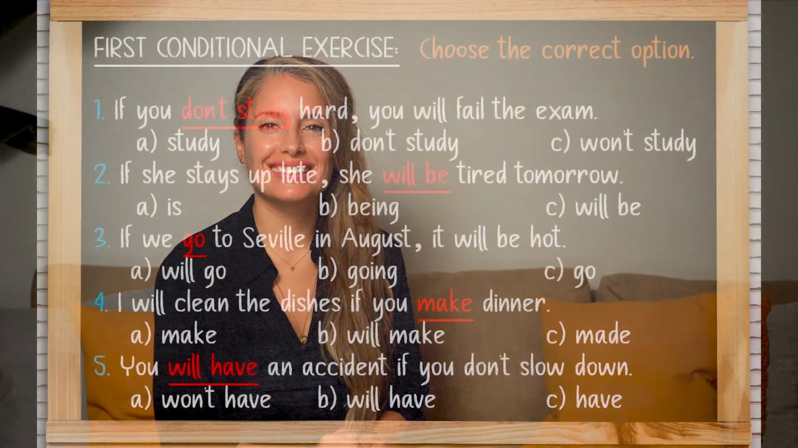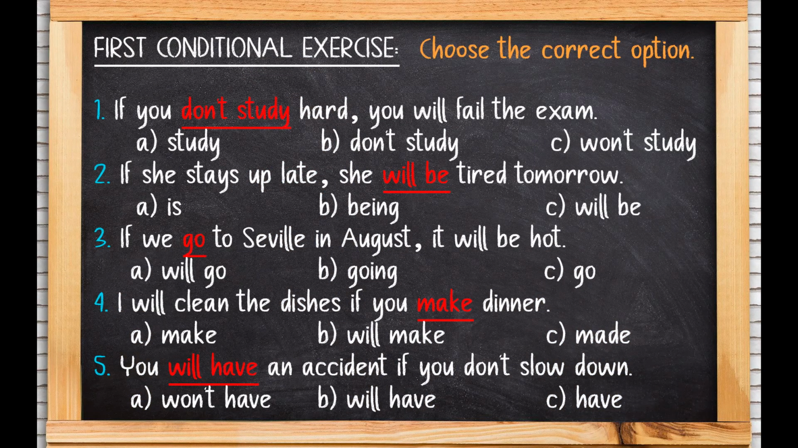Okay, so now why don't we take a look at the answers and let's see how you did. Exercise number 1, choose the correct option. 1. If you don't study hard, you will fail the exam. 2. If she stays up late, she will be tired tomorrow. 3. If we go to Seville in August, it will be hot. 4. I will clean the dishes if you make dinner. 5. You will have an accident if you don't slow down.